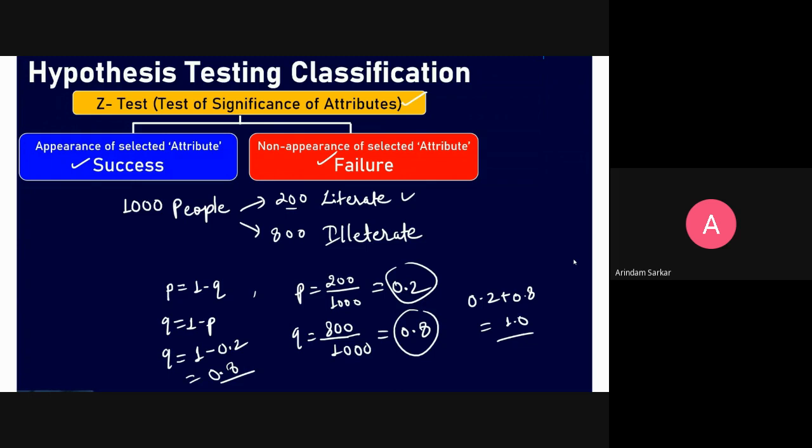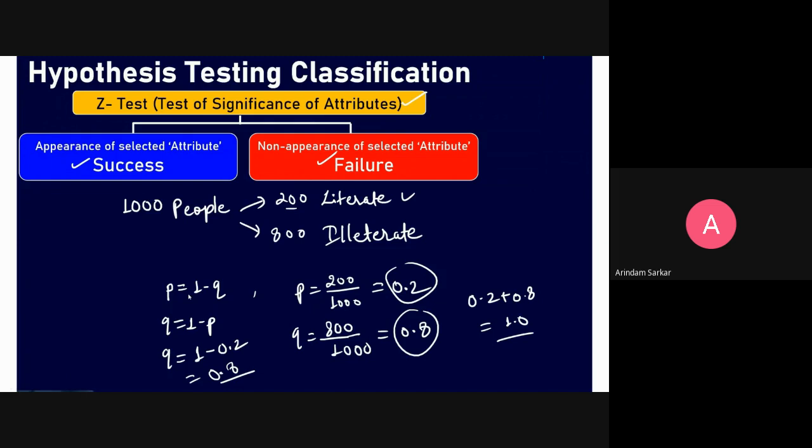So if I consider 1,000 people, and we consider the literacy and illiteracy topic, then say 200 people are literate out of 1,000 and 800 are illiterate. If P is 200 and Q is 800, then P plus Q is the whole number, 1,000. If I consider the ratio, 200 divided by 1,000 is 0.2, or 20%, and 800 divided by 1,000 is 0.8, or 80%. If I add 0.2 plus 0.8, it gives me 1. So P is 1 minus Q, or Q is 1 minus P, simply.